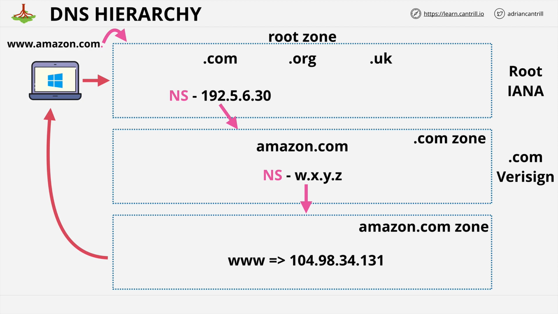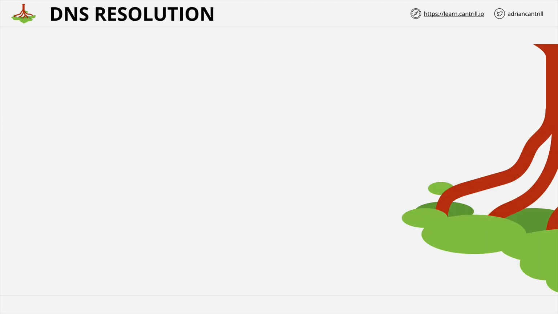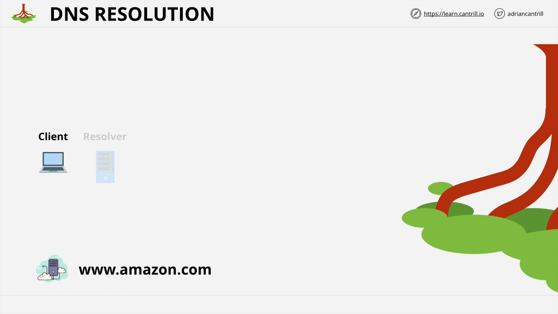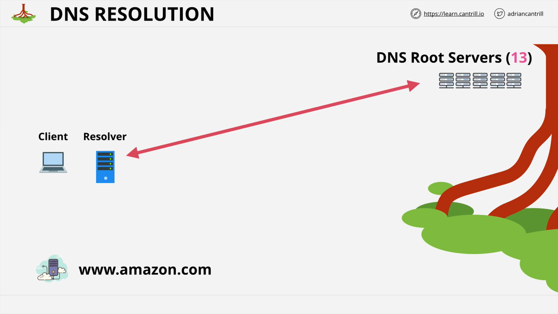So let's have a look at the actual process that occurs during a DNS lookup. We start with our client, and it wants to communicate with www.amazon.com. Now, our client uses a server inside its internet provider, which is a resolver server. The first step is that the resolver server uses its root hints file and it communicates with the DNS root servers. It asks these root servers for any information on www.amazon.com.